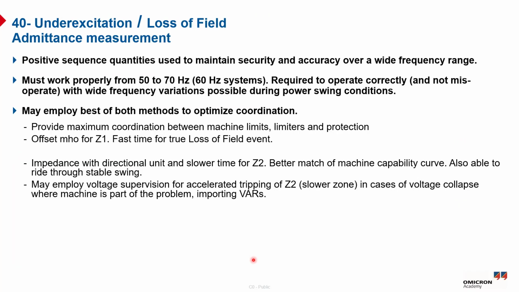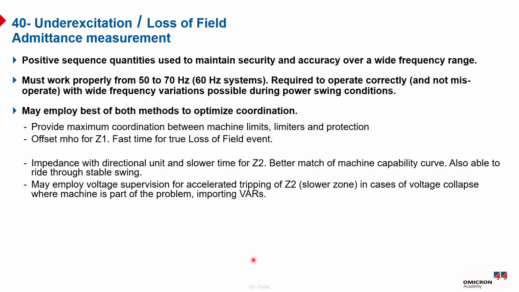Now we will talk about the admittance measurement advantages. So admittance measurement uses the positive sequence quantities to maintain reliable performance and accuracy across a wide frequency range, typically 50 to 70 hertz on 60 hertz systems. This ensures the relay will not misoperate during power swings or system frequency variation.